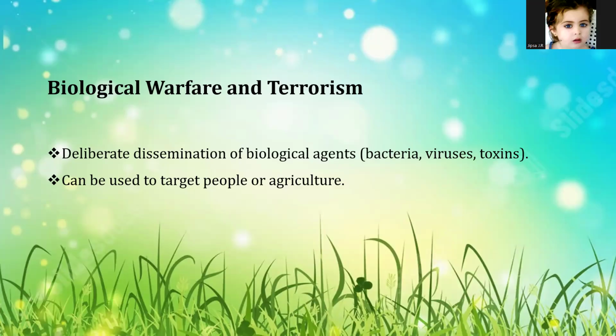The second is strategic target. This point notes that these attacks are not always aimed directly at human health. They can also be used to destabilize a society economically or logistically. Targeting people, the goal is to cause mass illness, death, or widespread panic within a population. This puts immense pressure on healthcare systems and emergency responders. Targeting agriculture is often referred to as agroterrorism.